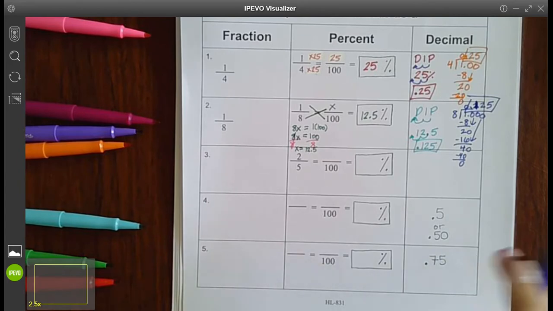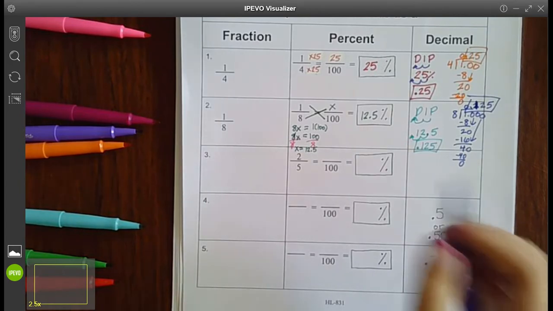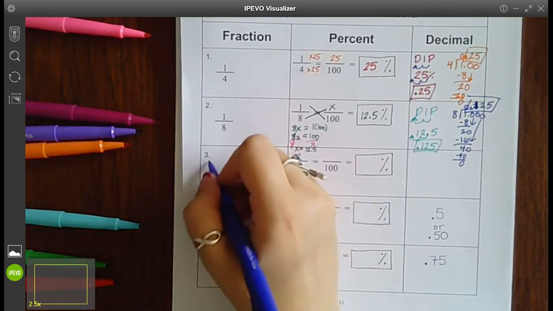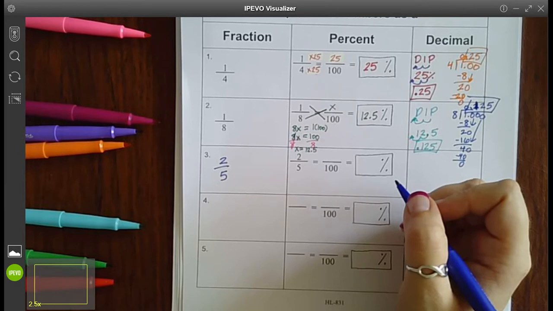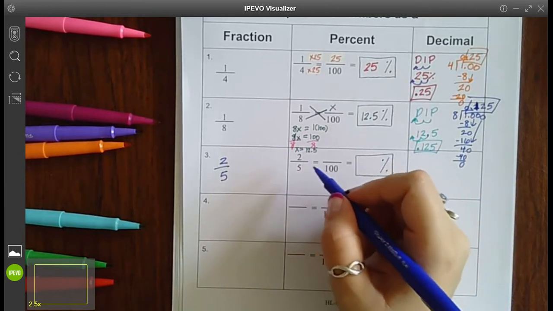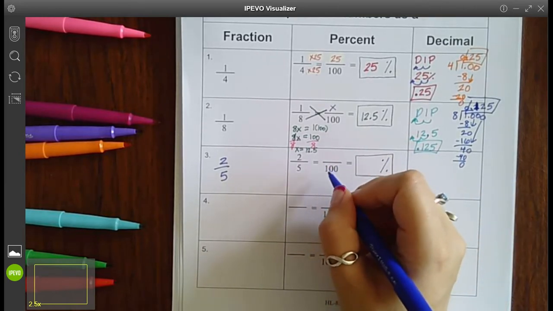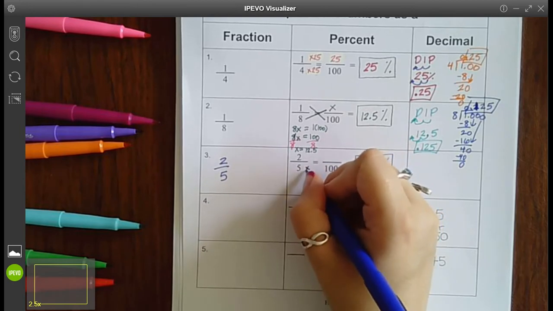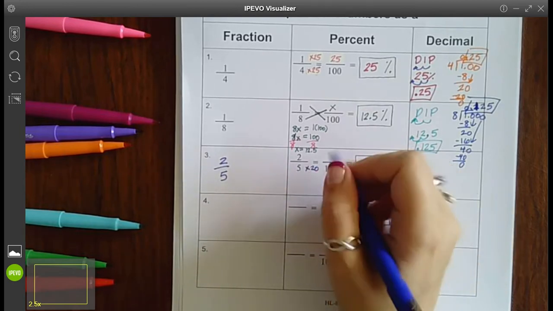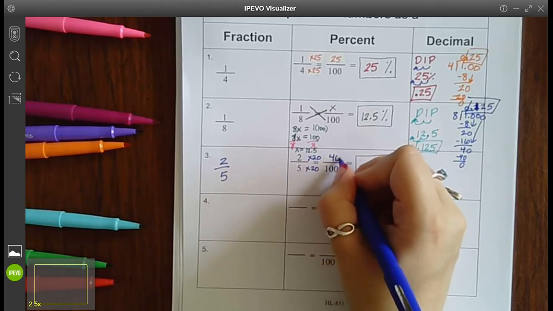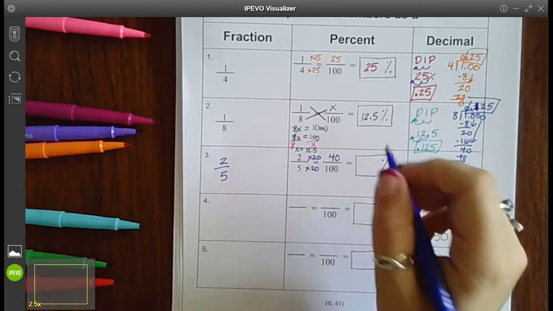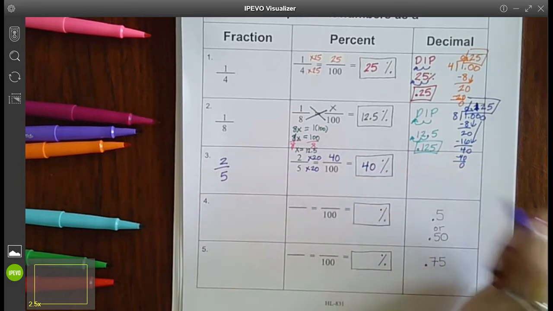Okay, for this one, you're like, they didn't give me any information, did they? Actually, they did. They told me right here that the fraction started as 2/5. So then I could very easily change this to a percent because 5 times what is 100? Well, 5 times 20 is 100. And so then do the same thing on top. 2 times 20 is 40. So 40 over 100 is 40%.